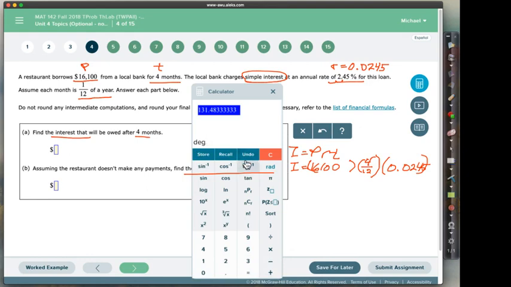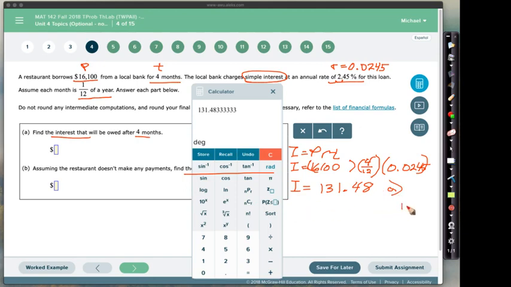Not bad, $131.48. Rounding to 2 decimal places because that's dollars and cents. So that's our answer there. This is for the A part.